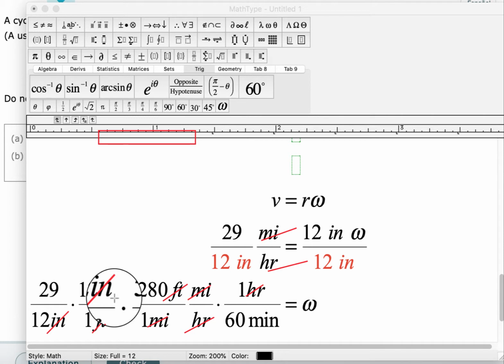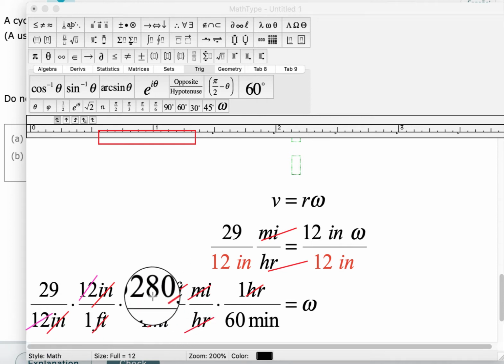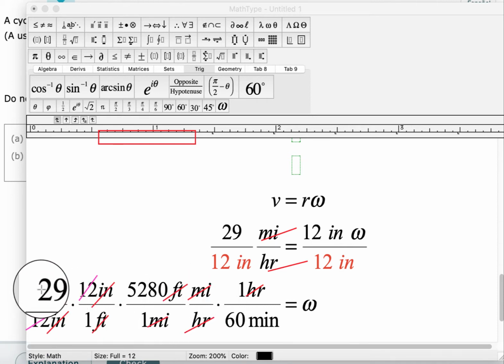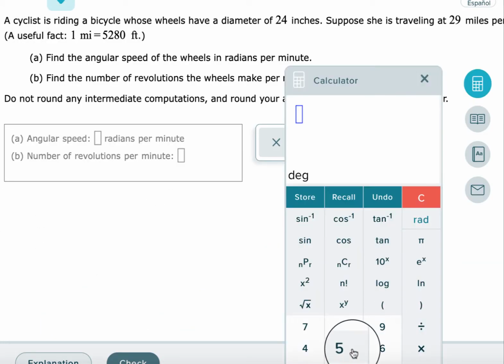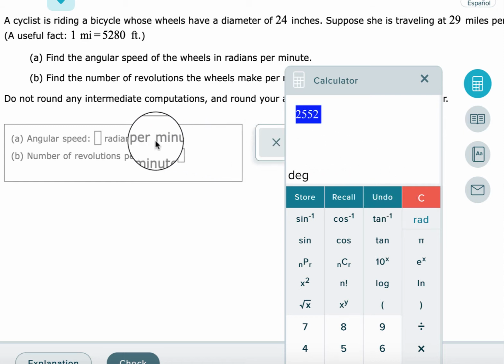Just to make it so that I don't have to remember so much that I need to cancel, I'm going to cancel one more. I'll change it to pink. I have a 12 here and a 12 here, so I'm going to cancel the 12. All right, and if I really wanted to, I could cancel the 0, but I'll leave it. So I'm going to just do 29 times 5280 over 60. That's almost going to be about half because 30 over 60 would be 1/2. So it's almost going to be half of 5280. All right, so we get 2552 radians per minute.